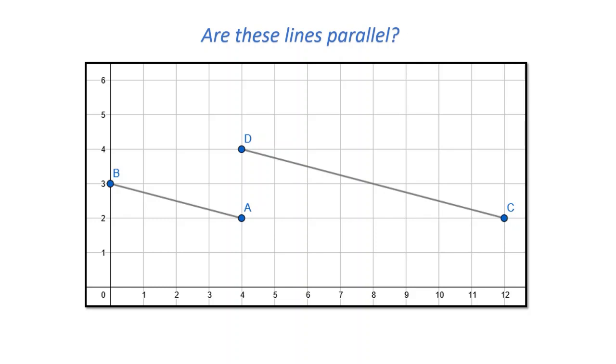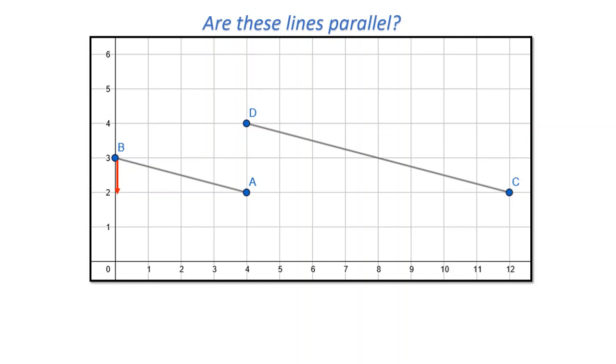Okay, so you might think that they are, you might think that they're not. One of the reasons that you might think that they're not is because they're both different lengths. Remember the other day, guys, the length of a line doesn't affect whether it's parallel or not. We can have one short line and one long line. They can still be parallel if they've got the same gradient.